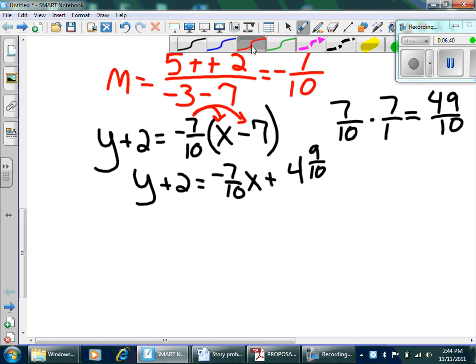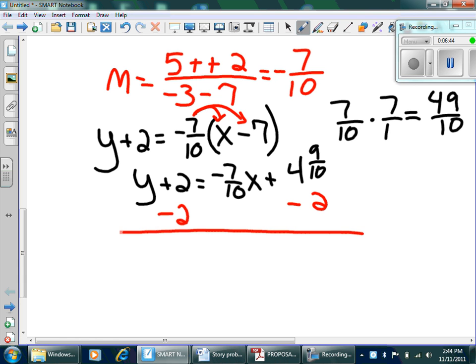All right, now I'm going to subtract 2 from each side. I'm going to get y on the left-hand side. Negative 7/10 x. 4 9/10 minus 2 would be simply 2 and 9/10. 2.9 for the lay people. And there's my equation. Look at how easy that is.